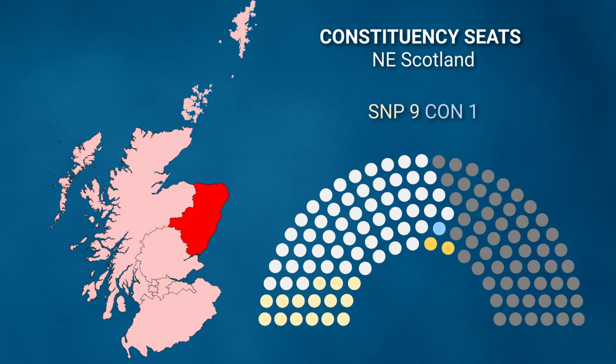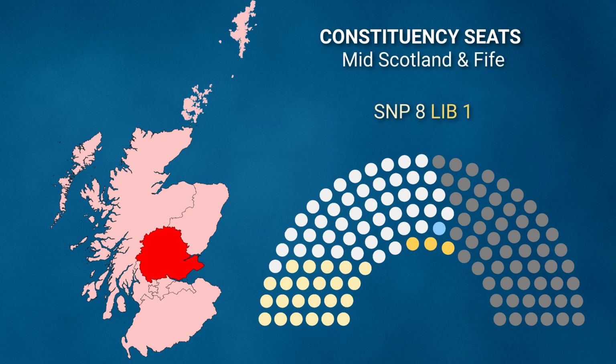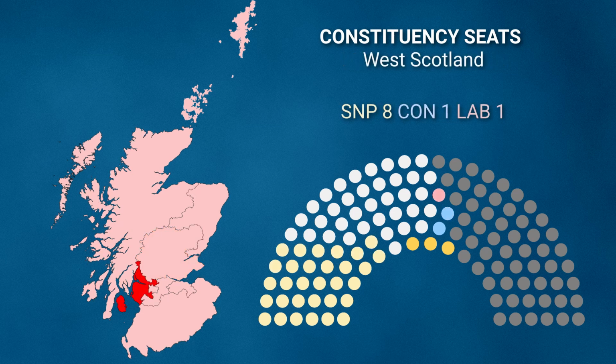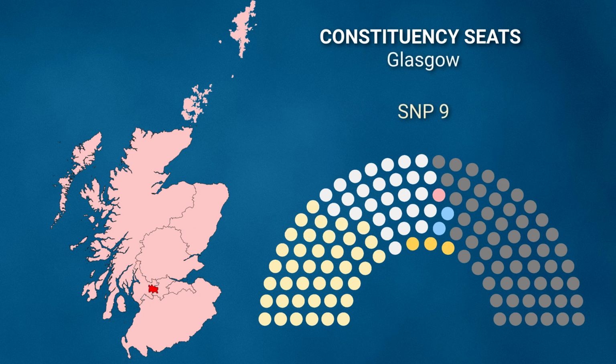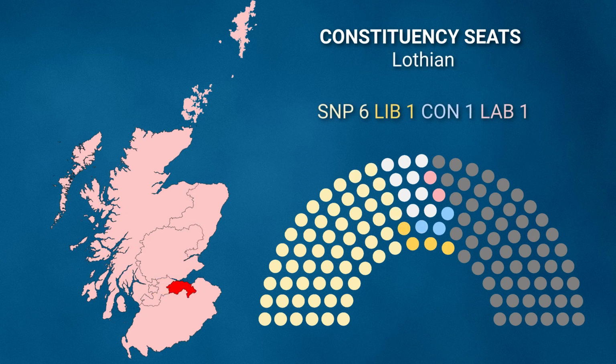SNP had a very comfortable win in North East Scotland, winning 9 seats and only losing Aberdeenshire West to the Conservatives. In Mid Scotland and Fife, North East Fife went to the Lib Dems, while SNP scooped up the other 8 seats. West Scotland saw the SNP winning almost every seat, with the Conservatives winning in Eastwood and Labour winning Dumbarton. SNP swept up every single seat in Glasgow, and did the same in Central Scotland. In Lothian, SNP got 2/3 of the constituency seats, with Conservatives, Lib Dems and Labour winning 1 each.